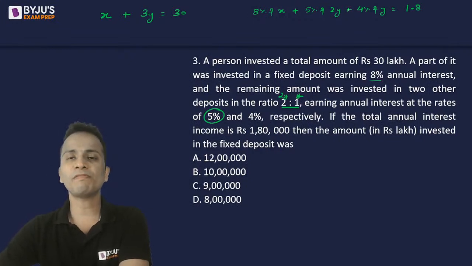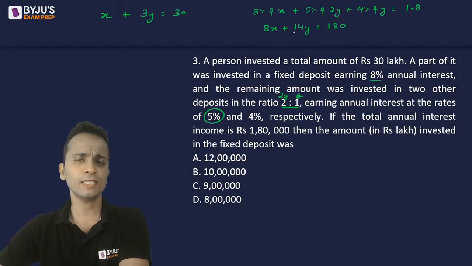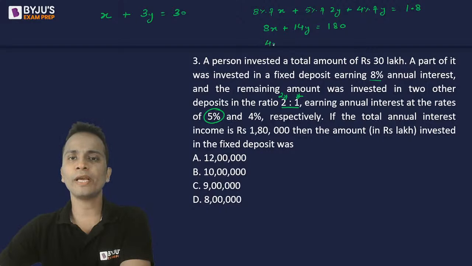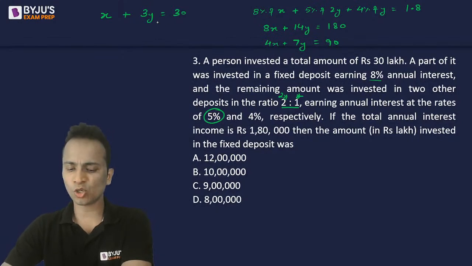Now, simplifying this equation, it will be 8x plus 14y is equal to 180. This will be the second equation. Simplifying, I'll get 4x plus 7y is equal to 90. Okay. Now I have two equations. I can solve them for x and y.